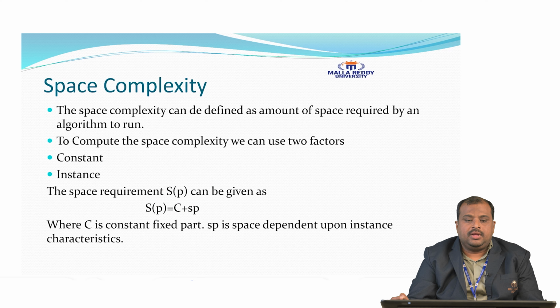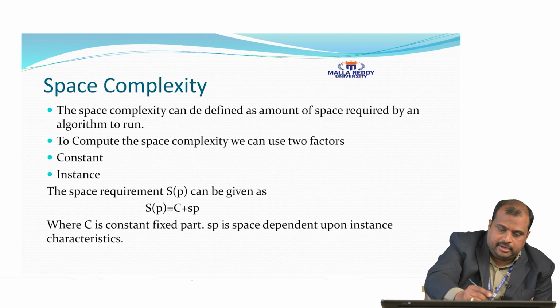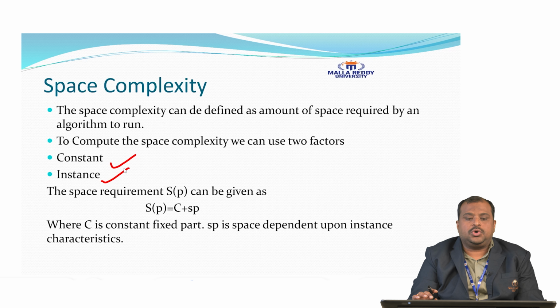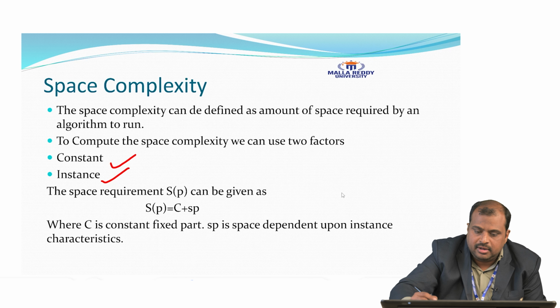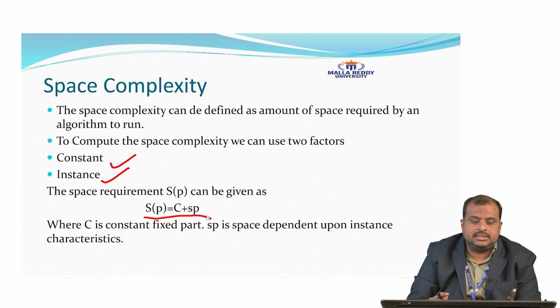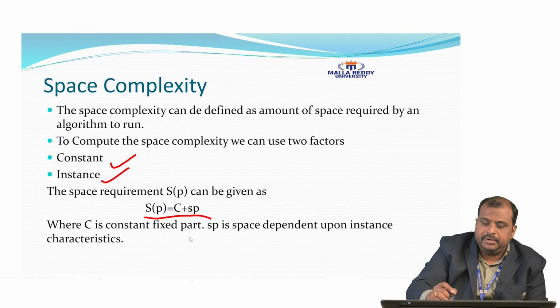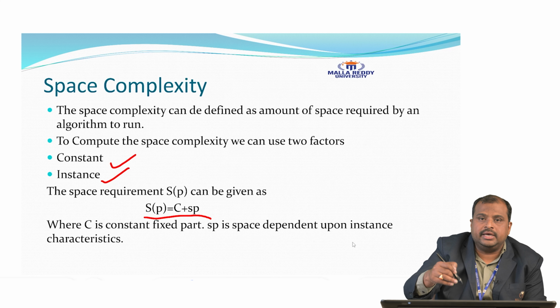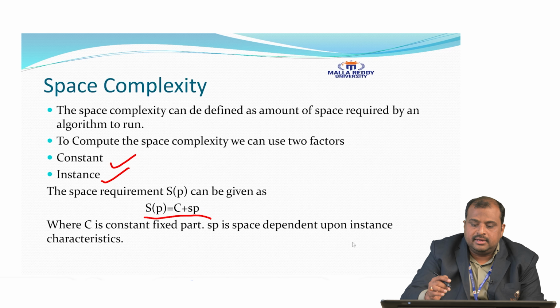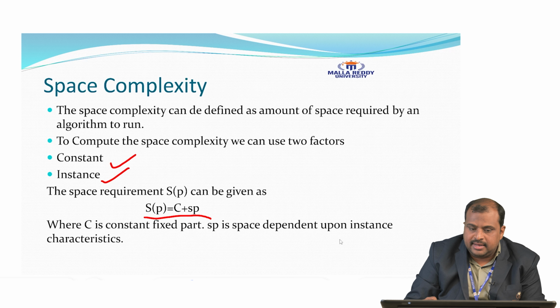Space complexity: if an algorithm is to run, we definitely require space. It is the amount of space required to run an algorithm. For computing the space complexity, we require two major things, a constant part and an instance part. The space requirement can be defined by the equation S(P) = C + S_P. Here C is a constant, a fixed part that cannot be changed. S_P is the space dependent upon the instance characteristics.